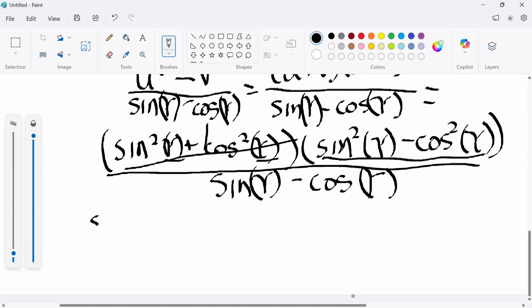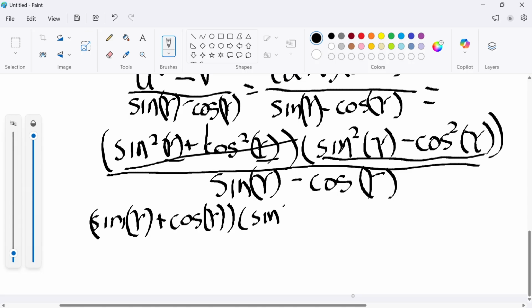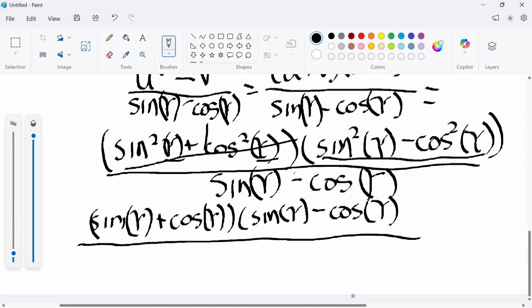So this is going to be sine gamma plus cosine gamma times sine gamma minus cosine gamma, divided by sine gamma minus cosine gamma.